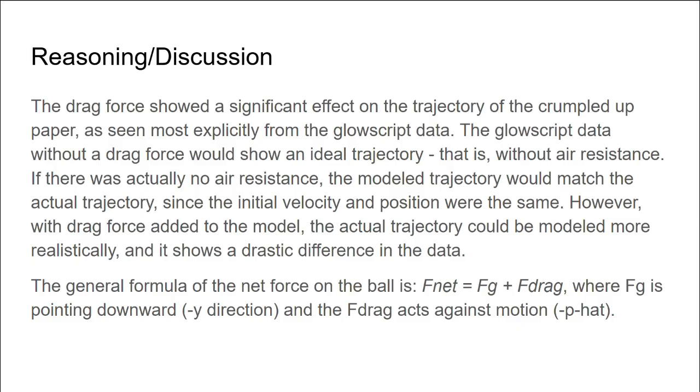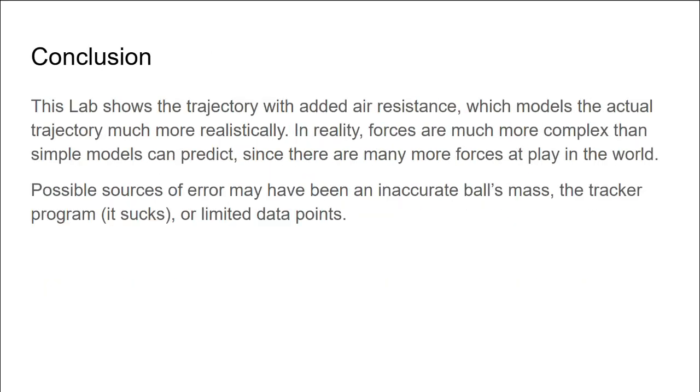In conclusion, the lab shows that the trajectory with added air resistance models the actual trajectory much more realistically than without air resistance. This is an extreme example because the ball has very low mass and is very non-aerodynamic, so it doesn't allow for a very ideal trajectory, and requires a drag force coefficient that is relatively high compared to, say, a ball. Possible sources of error may have come from an inaccurate mass calculation of the ball, the Tracker program, or limited data points. This shows that in reality forces are much more complex than simple models can predict, and there are many forces at play just in the world.